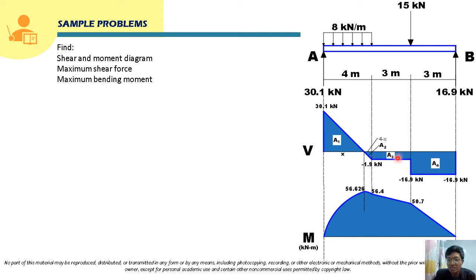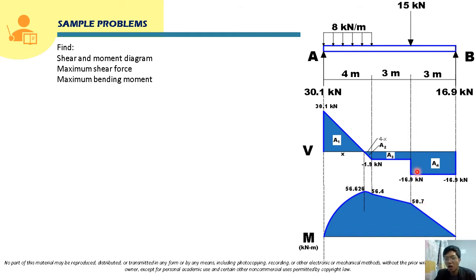Class, see here that the shear here is a rectangle. Therefore, the moment here will just be a triangle, or it will just be a straight line that is sloping down. This will be sloping down because for this shear, this is a negative constant, since this is below the x-axis. For a negative constant, that is really sloping down.